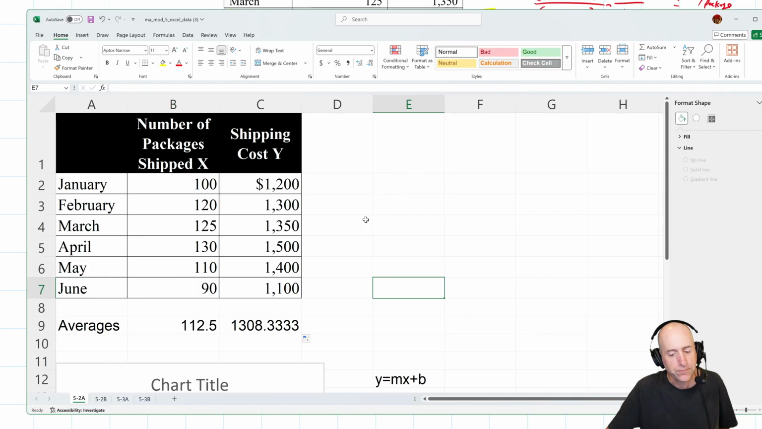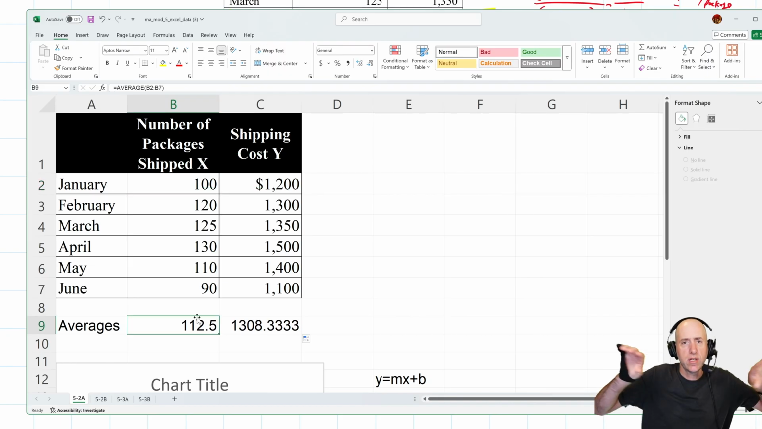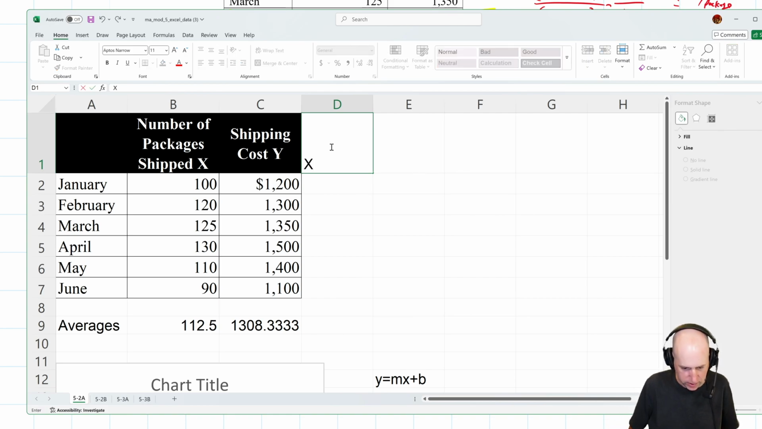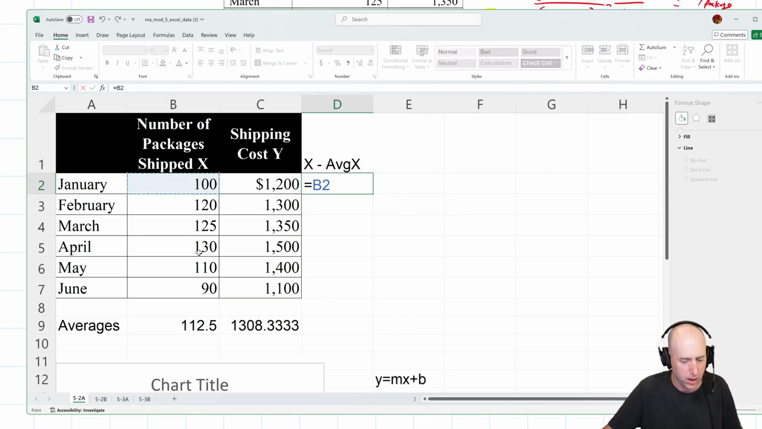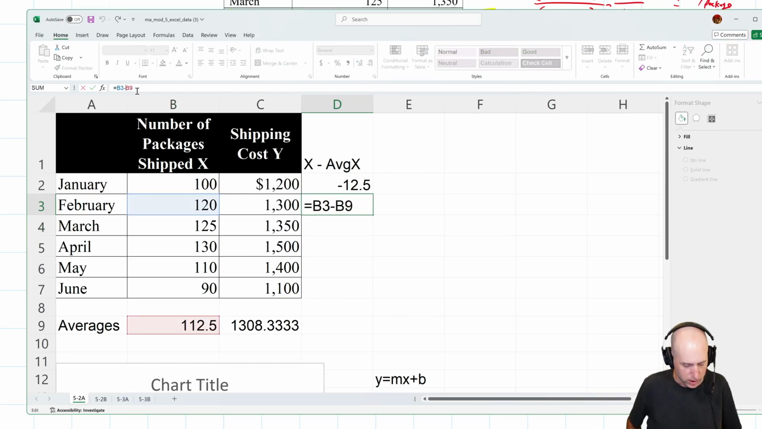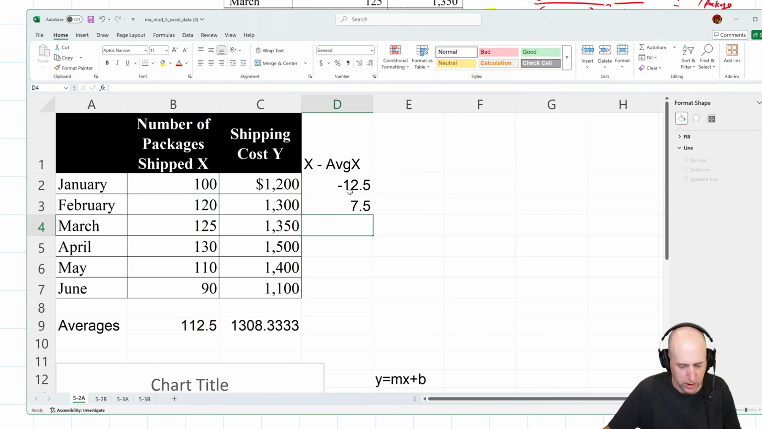Now I want to know the difference between any X item and the average, what the dispersion is between the two. So we take X minus average X. And what do I mean by that? Well, again, 100 minus 112, right? So it's negative 12, and we do use a negative number. 120 minus 112. And I guess I can fill this down in Excel. I need to put dollar signs to lock in the formula. And we fill down, and there you go, right? So 125 minus 112 is 12.5, and so on. Okay, X minus average X.